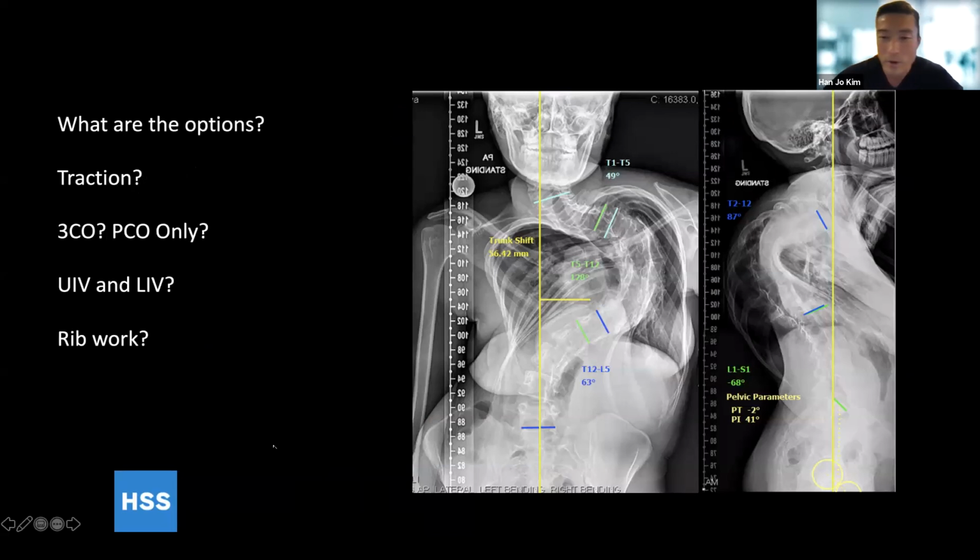So here, the questions to the hosts are, what are our options here? Do we do a front back operation? Do you do pre-op traction? Do you do anterior releases and then pre-op traction? Do you do a 3-column osteotomy? And if so, where do you do it? What's your planned UIV and LIV? And do you think it's necessary to do any rib work? So I'll open it up to the panel.